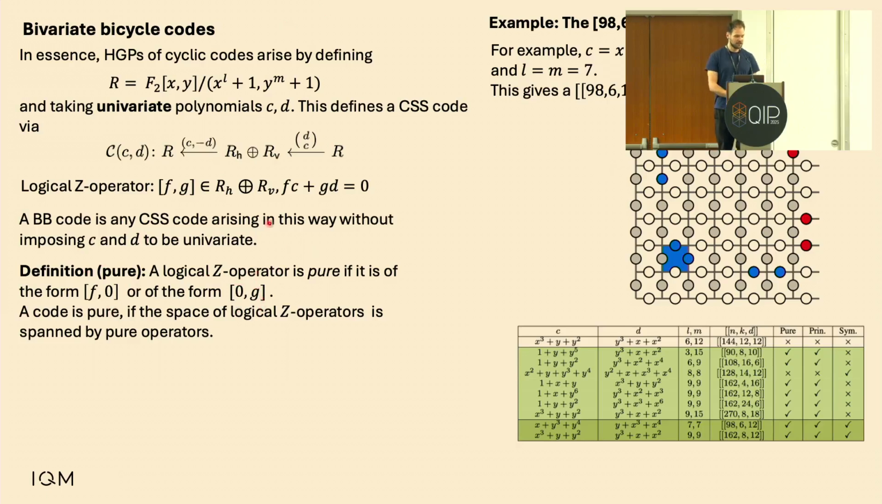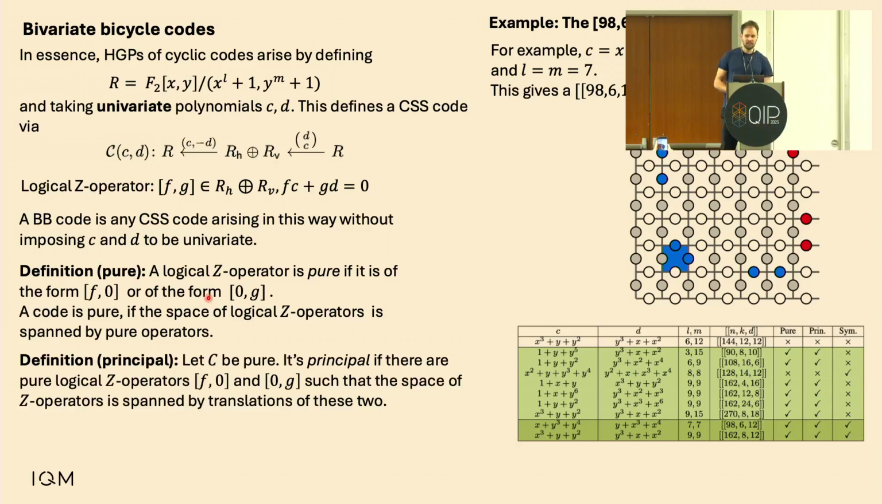And because of that, for a general bivariate bicycle code, we will define a Z operator to be pure if it's of this form. So if it's only supported on horizontal or only on vertical qubits. And the whole code is pure if we can find a basis of the space of logical Z operators that is pure. And then what we also saw is that if we take a hypergraph product of cyclic codes, then the code words of the cyclic codes give us the logical operators of the hypergraph product code. And for code words of the cyclic code, we only need one code word, and we move it around, and it will give us all code words.